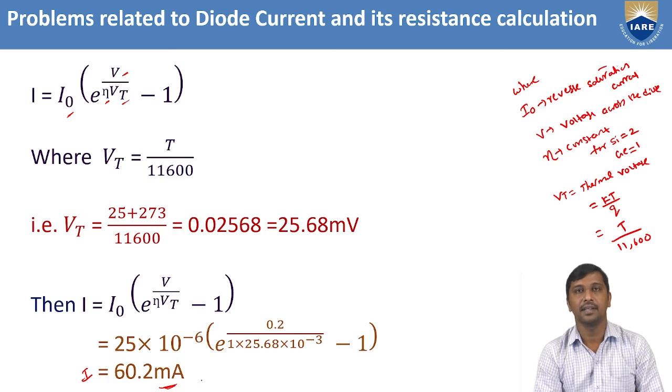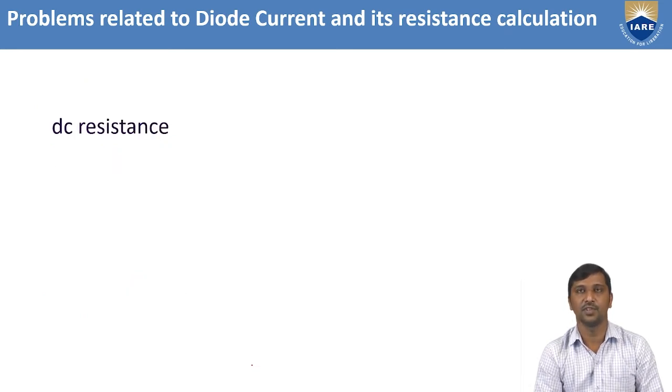So by using this current, now we need to calculate the two types of resistances here. One is DC resistance, another one is AC resistance. Hence, now I'm going to calculate the DC resistance first.